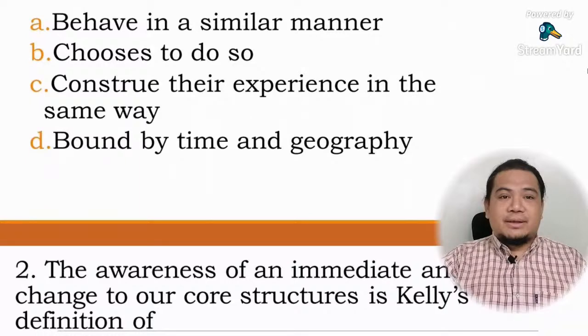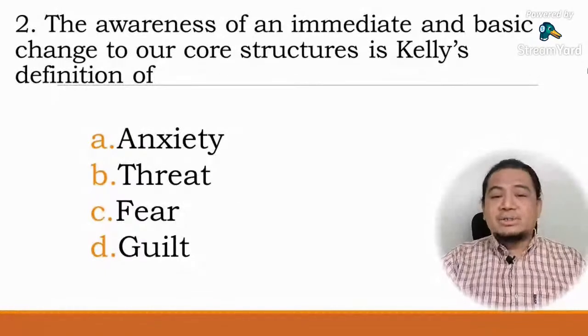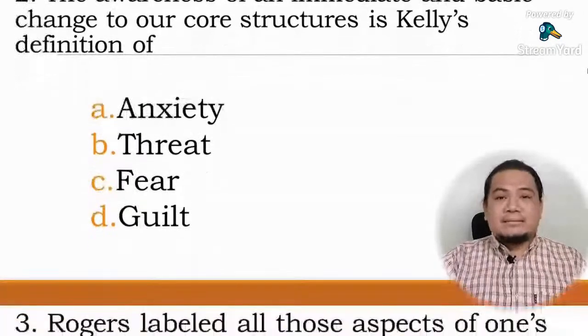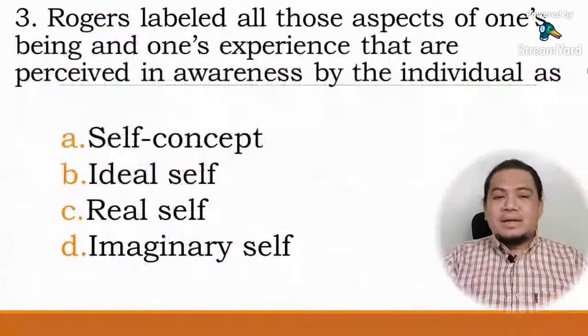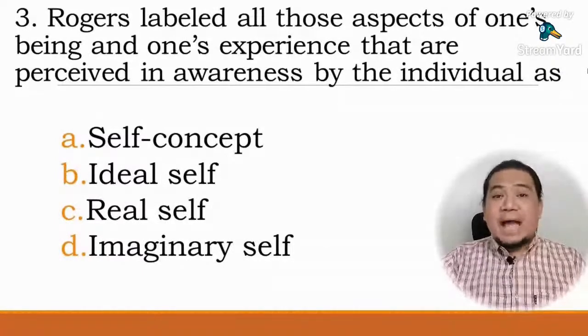Number 2. The awareness of an immediate and basic change to our core structure is Kelly's definition of: is it A, anxiety, B, threat, C, fear, or D, guilt? Number 3. Rogers labeled all those aspects of one's being and one's experience that are perceived in awareness by the individual as A, self-concept, B, ideal self, C, real self, or D, imaginary self.